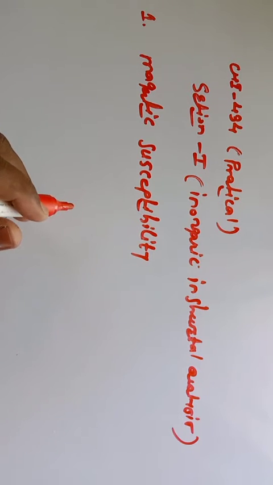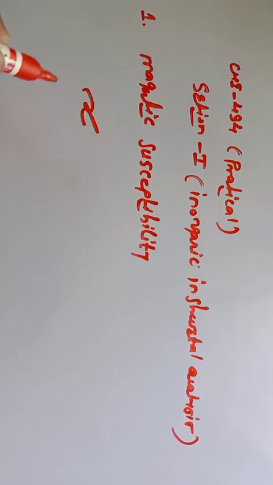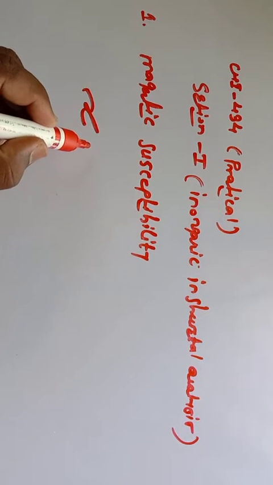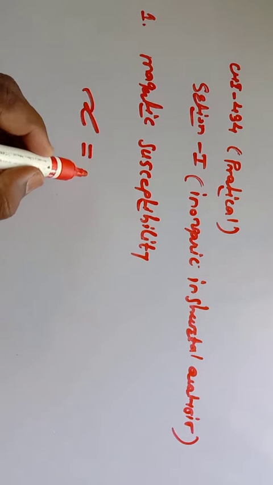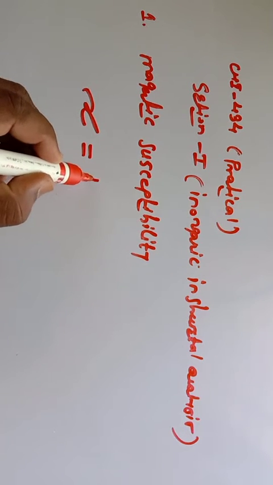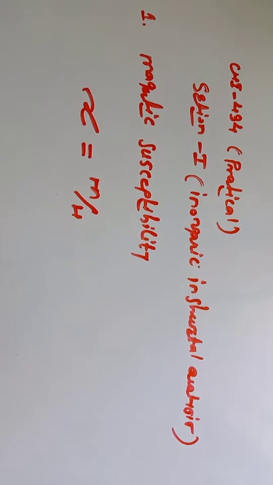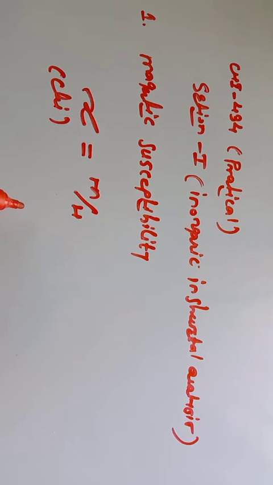Magnetic susceptibility is denoted by the symbol chi, and it is defined as the ratio of magnetization to the applied field strength, that is M by H. This is your magnetic susceptibility. It is denoted by the symbol chi, which is equal to M by H.